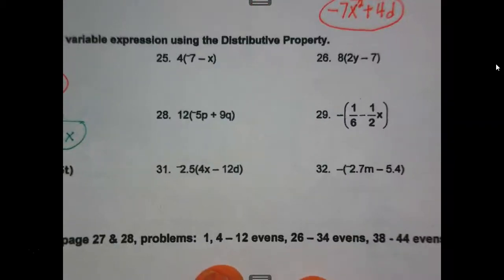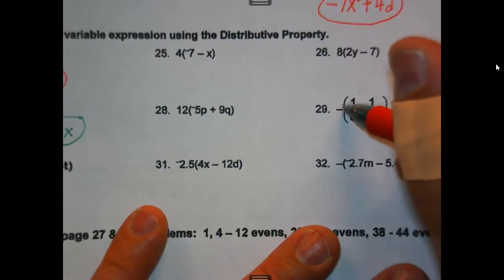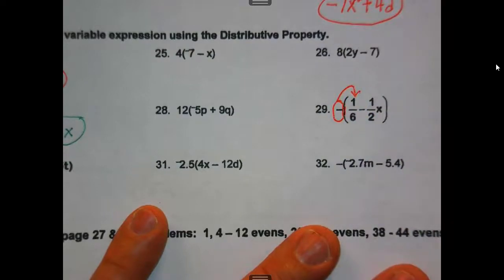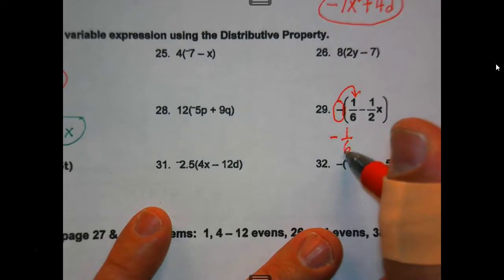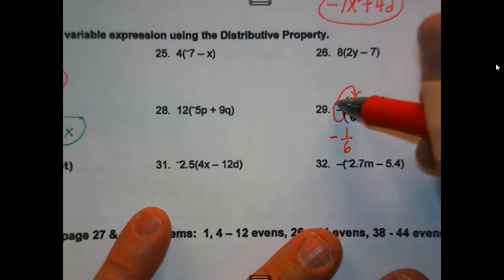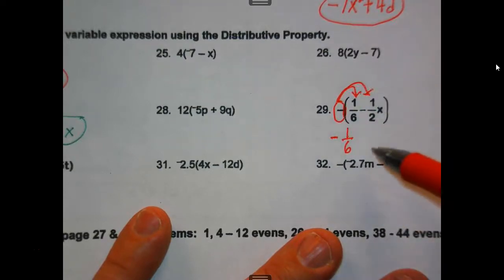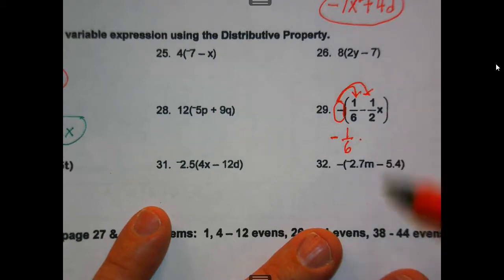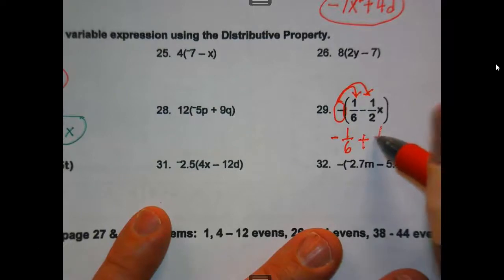Okay, 29. It's a minus sign out in front. So I have a negative 1 times 1/6, negative 1/6, right? Negative 1 times a negative 1/2. What does it give me? Negative times a negative? Oh, positive. Positive 1/2 x.